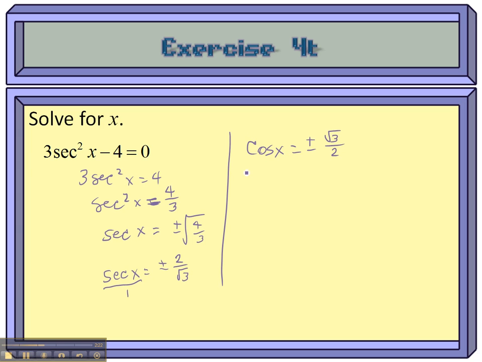Now, what you should notice, of course, is that this is two separate equations. The cosine of x equals positive square root of 3 over 2, and cosine of x equals negative square root of 3 over 2. So we have to solve them separately. Get ourselves a unit circle.